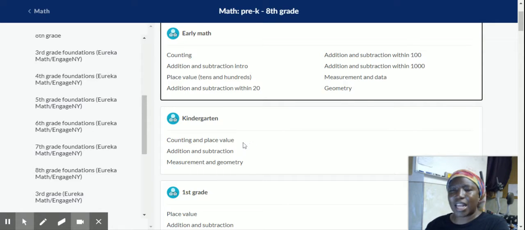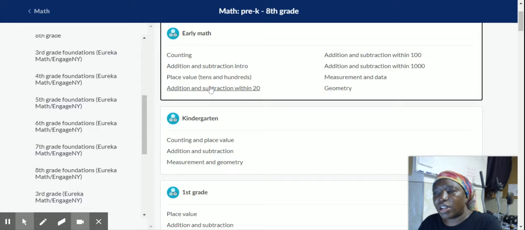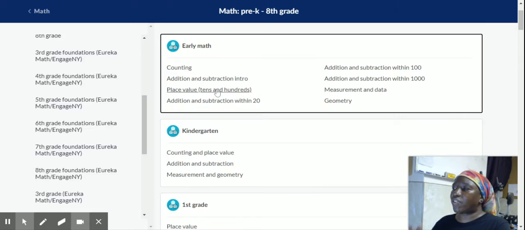Counting and place number, adding and subtracting. So that's kindergarten. You get that when you're in kindergarten. Because first grade, you already know how to count. I mean, pre-K, you already know how to count to 10, count to 20, count to 30, count to 40, count to 50, count to 60. So you already know how to do that.